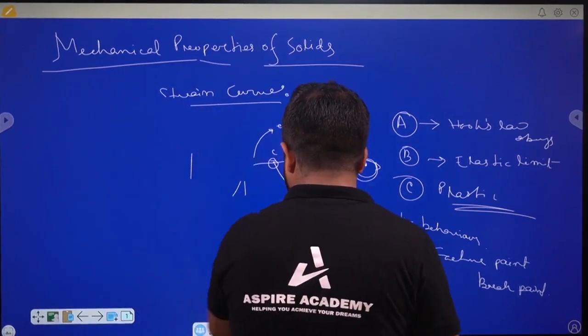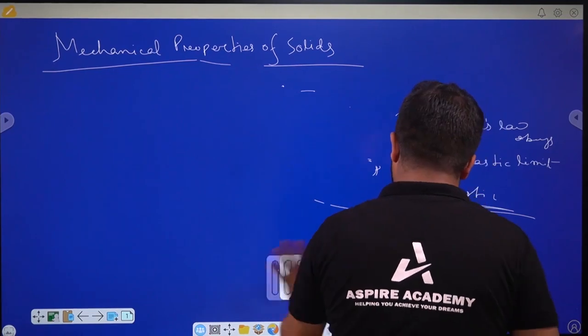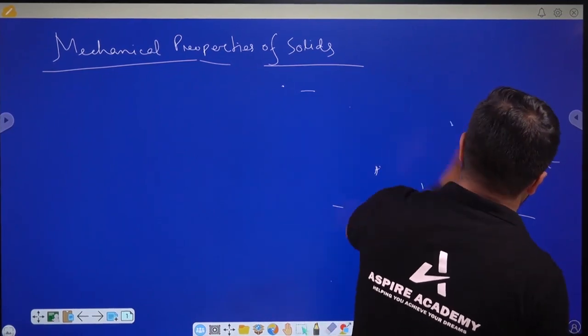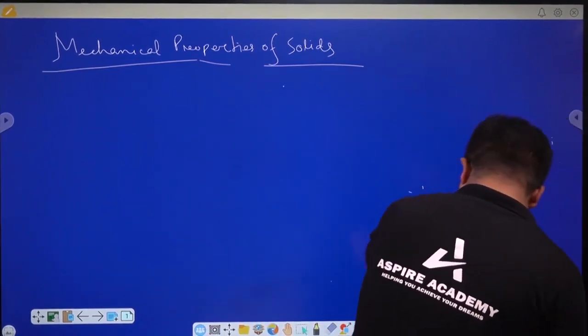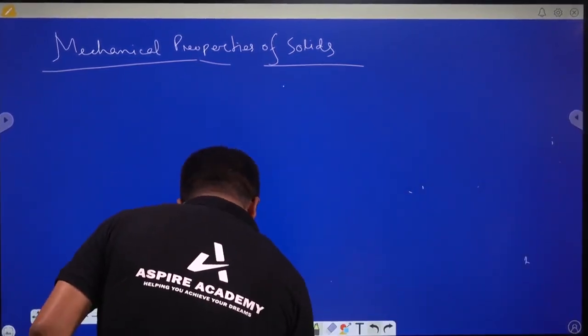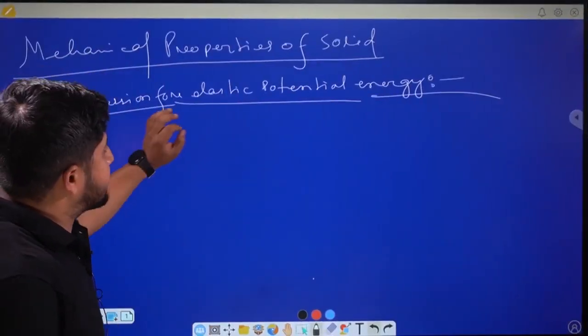After that, there are some numerical problems and other topics associated with the mechanical properties of solids. In the mechanical properties of solids, we also have the expression for elastic potential energy.